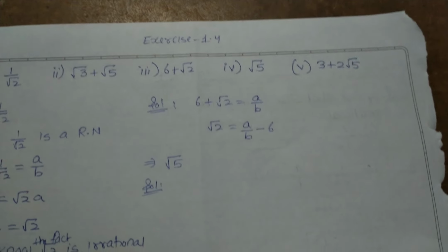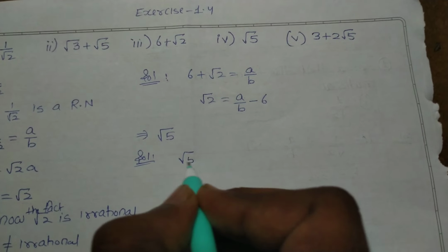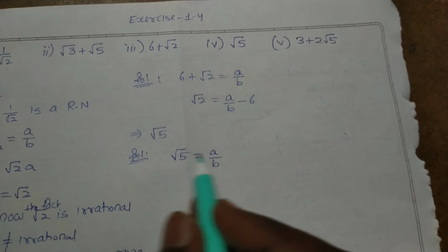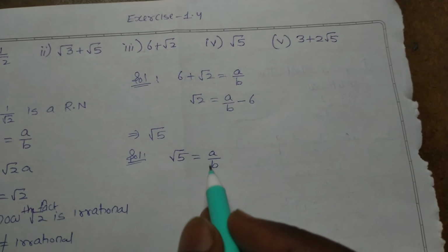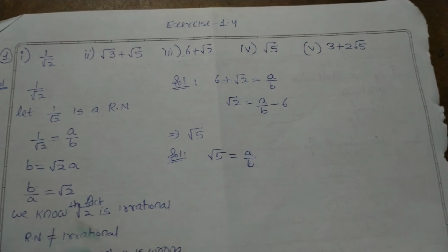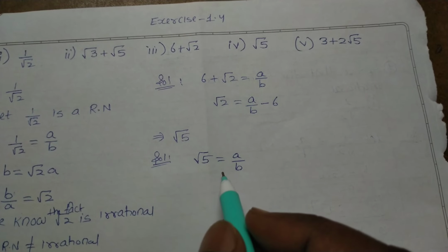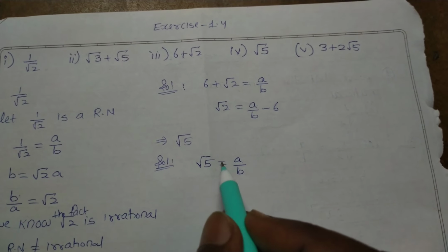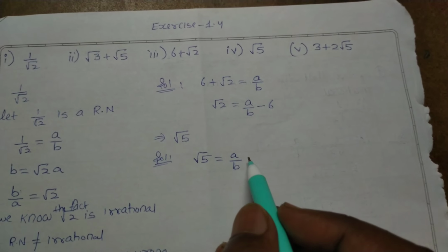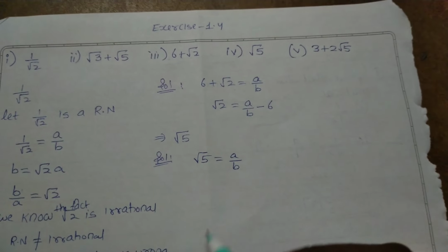Root 5, this is somewhat different, so try to look. Okay, so first you assume that root 5 is equal to a by b. I am assuming that root 5 is a rational number. Okay, first you assume root 5 is a rational number. If root 5 is a rational number, again same story, just like this. Okay, we already know that root 5 is irrational, it cannot be equal to rational number, so that's why our assumption is wrong, root 5 is irrational. You can write directly, but when they give for short answer you have to expand.